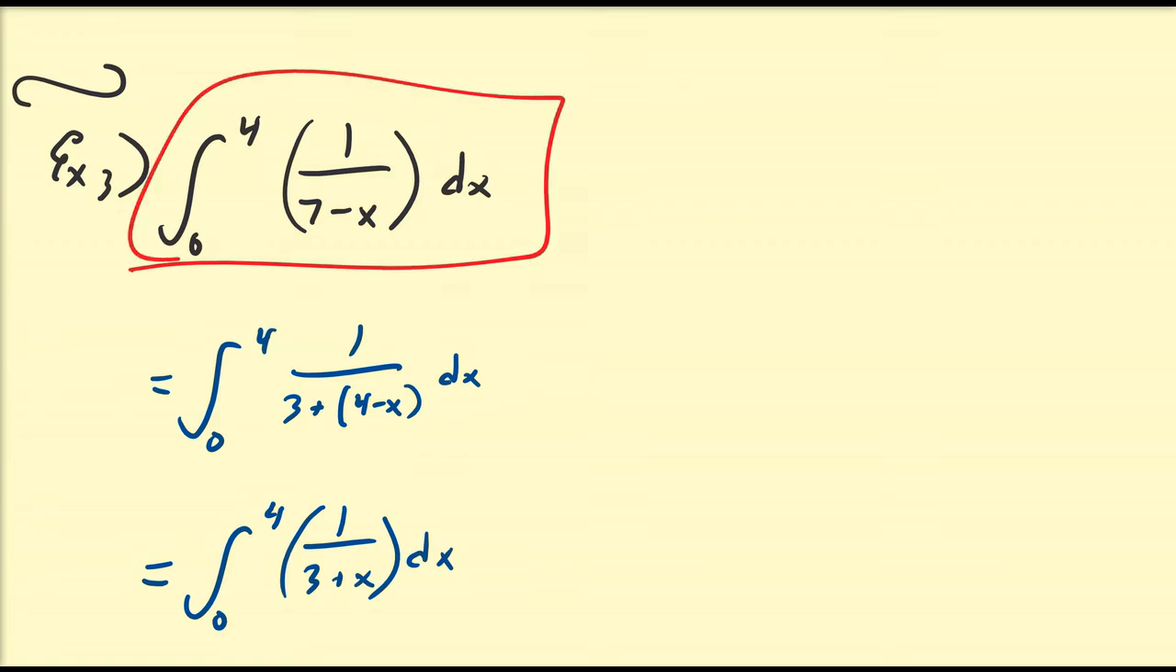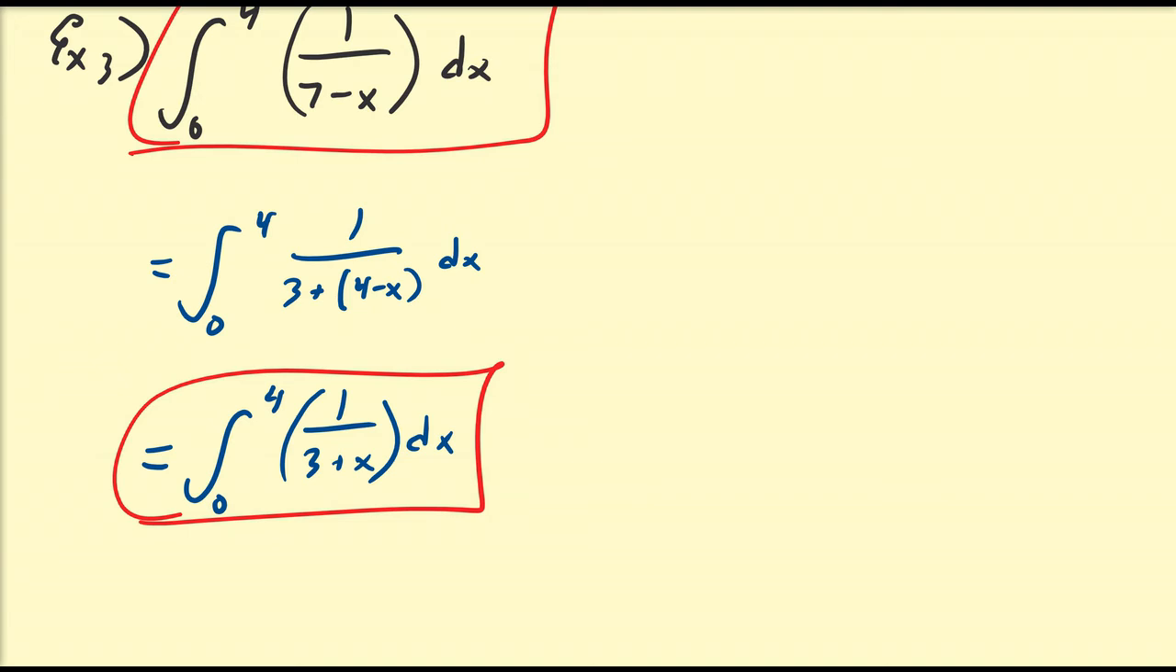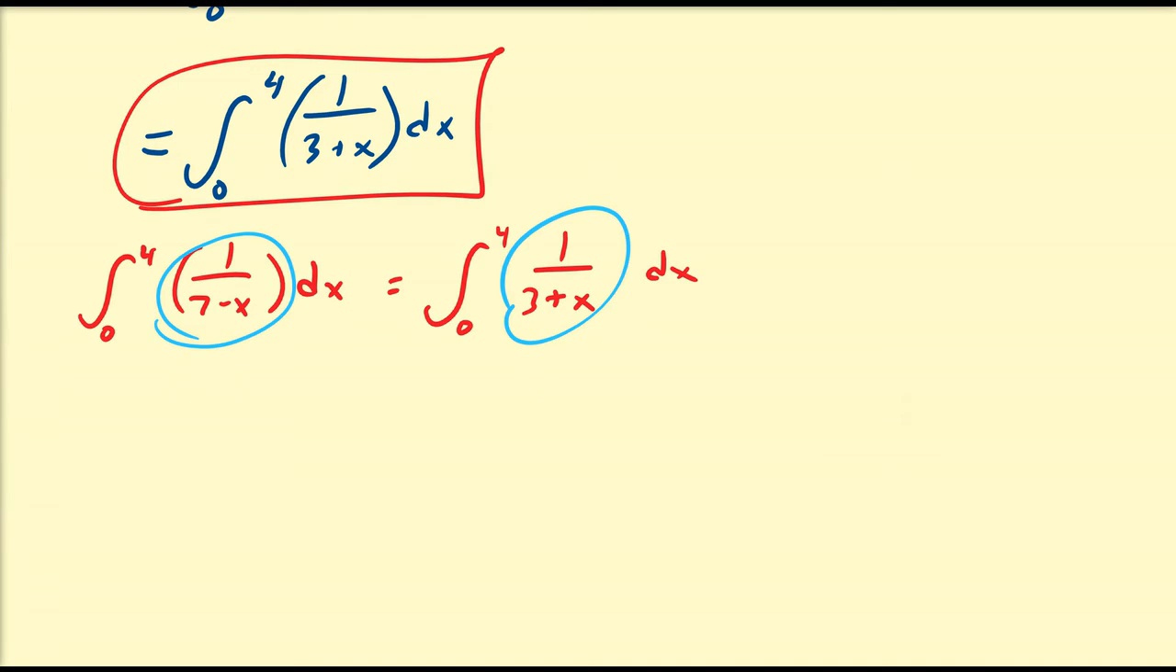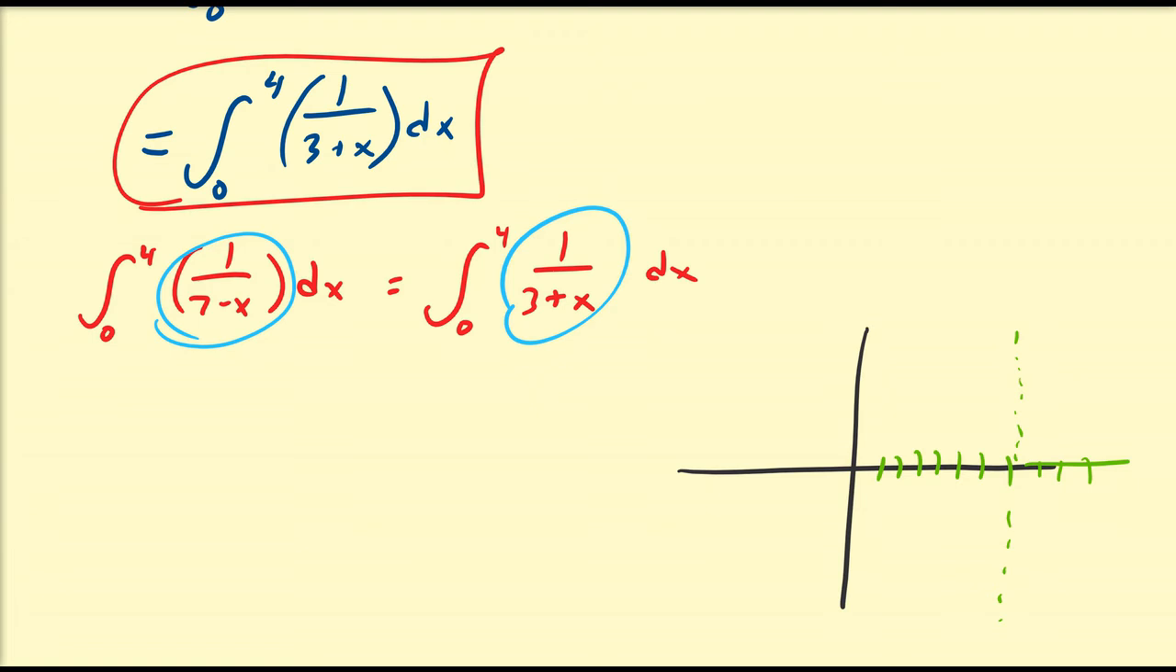So now we have two integrals here. We have that the integral from 0 to 4 of 1 over 7 minus x is equal to the integral from 0 to 4 of 1 over 3 plus x. Do these functions have any relationship to one another? Well, one can look at the graph of both of them. The left one, 1 over 7 minus x, has a vertical asymptote at 7 and is located in its corresponding quadrants 2 and 4. And this function on the right-hand side, 1 over 3 plus x, has a vertical asymptote at negative 3, and it has a curvature in its quadrant 3 and quadrant 1.